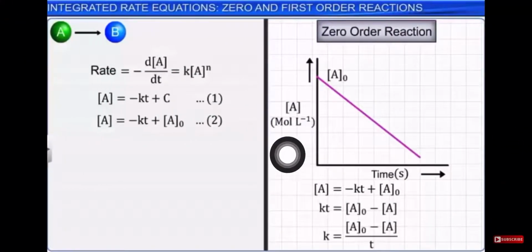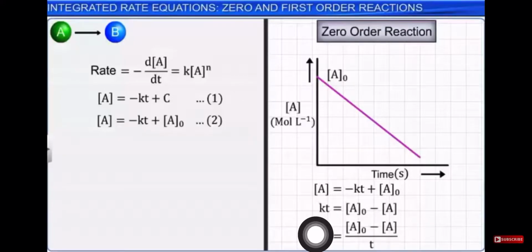Okay, so by this equation we can also get the value of K. How do we calculate the value of K, or the slope? Now A is equal to minus KT plus A0. So KT is what? This negative sign will go to this side and this will go to this side. So my A will become minus A and minus KT will become positive, right? So KT is equal to initial A minus A.